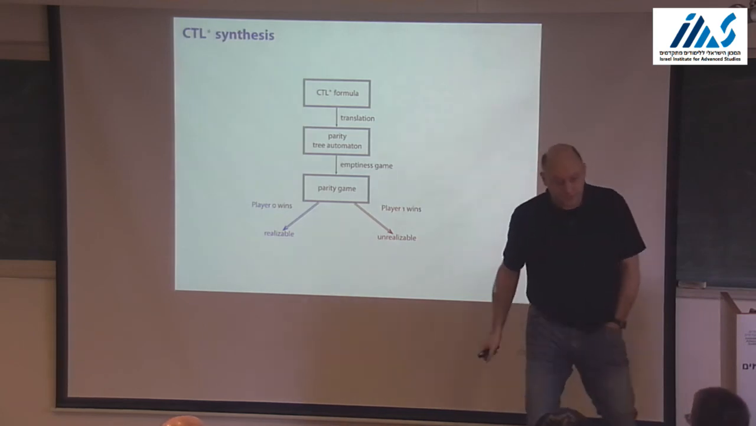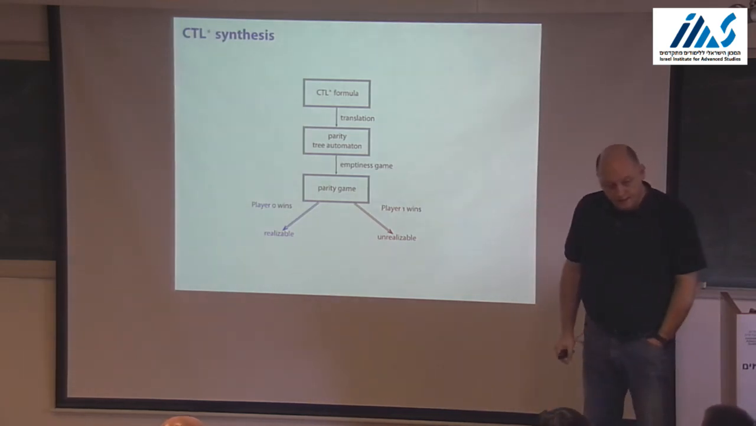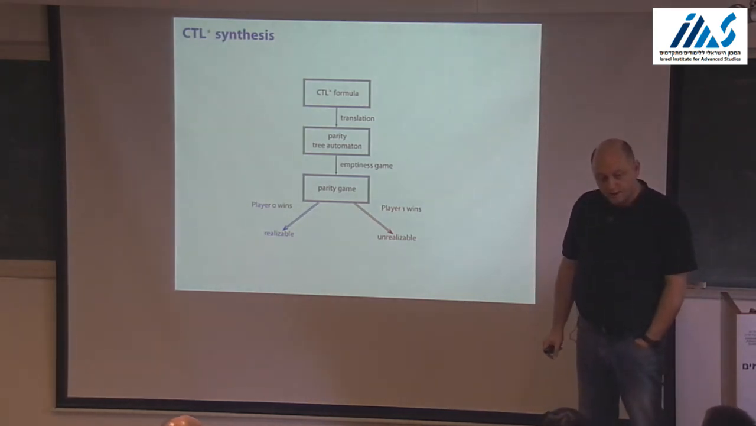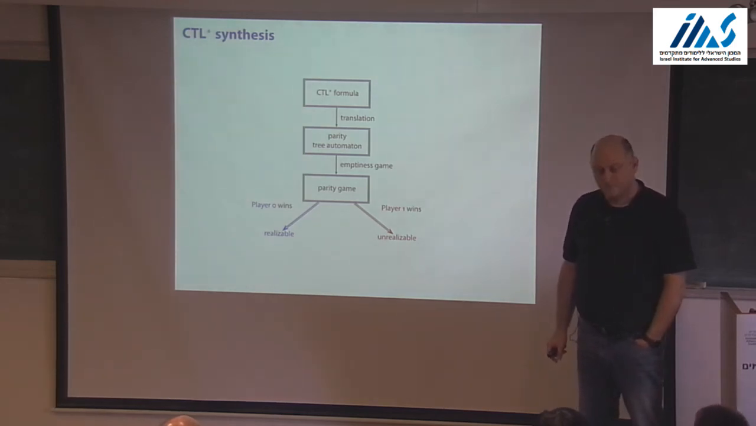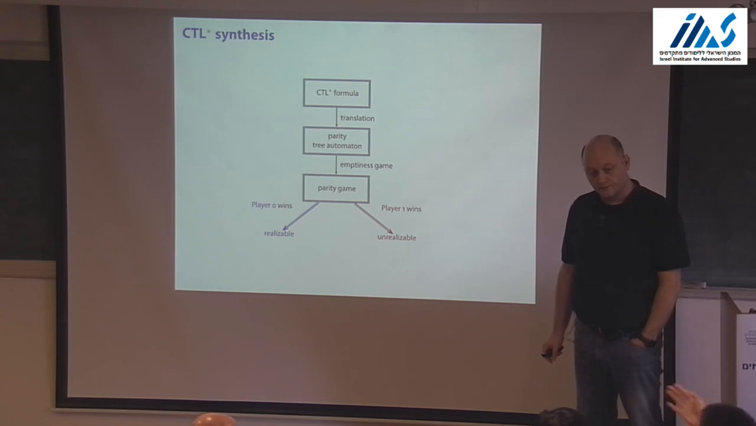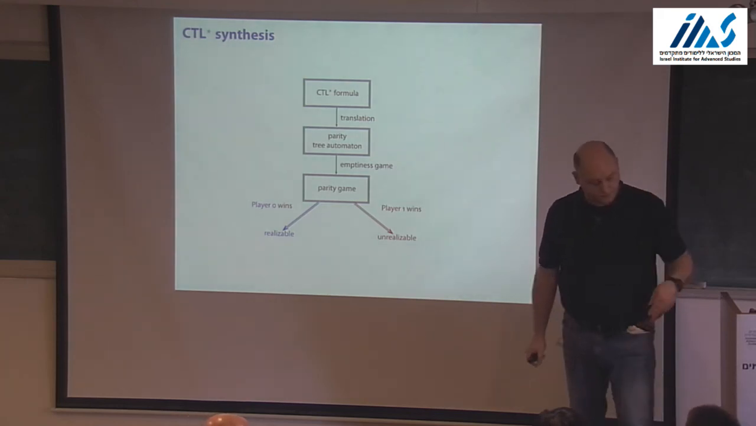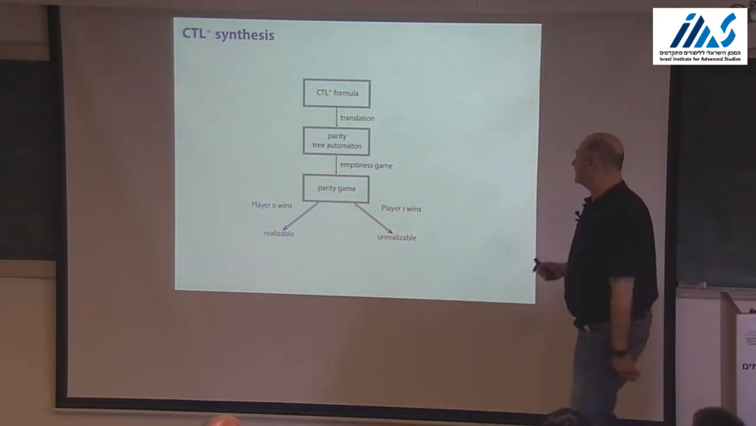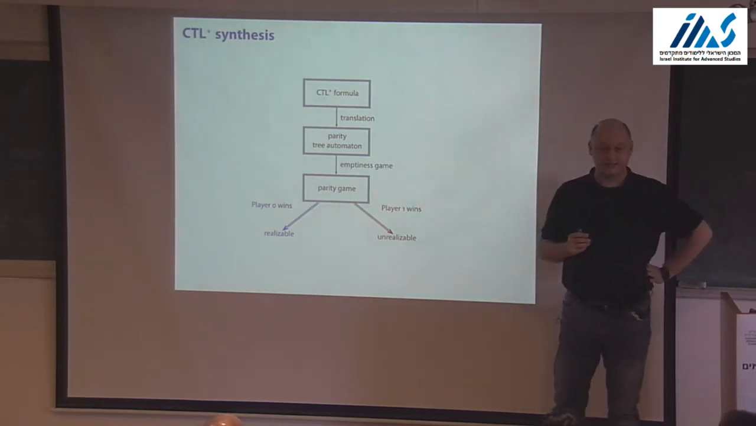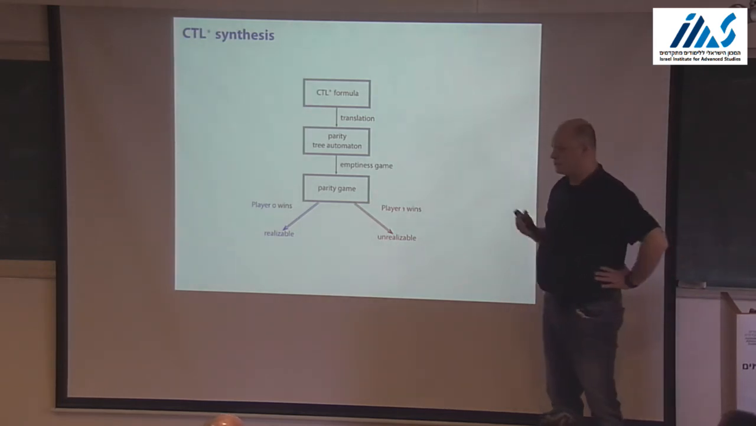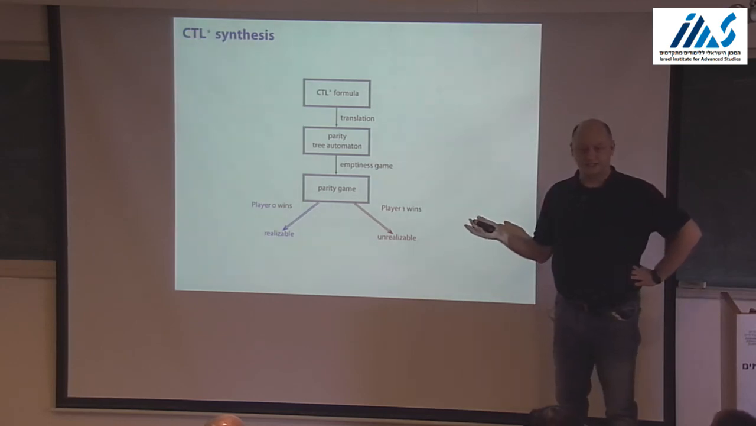Yes, please. So what are the pros and cons to use LTL or CTL star to do this? Since LTL is a subset of CTL star, right? So if we have CTL star, then why do we need LTL? So the question was, apparently you can do LTL and CTL star, and CTL star is more expressive than LTL, then why even bother with LTL?